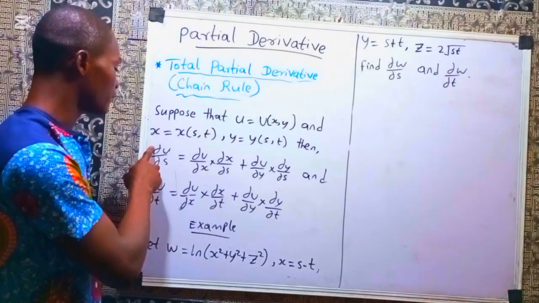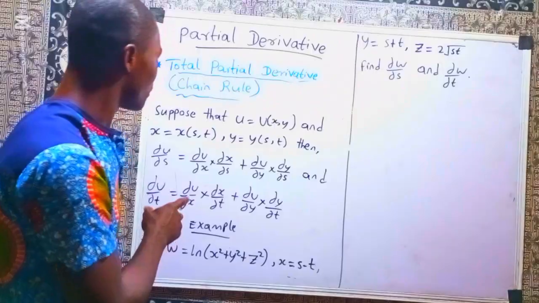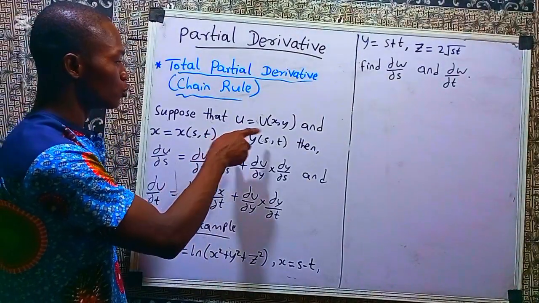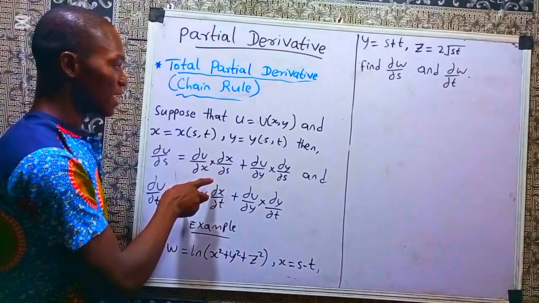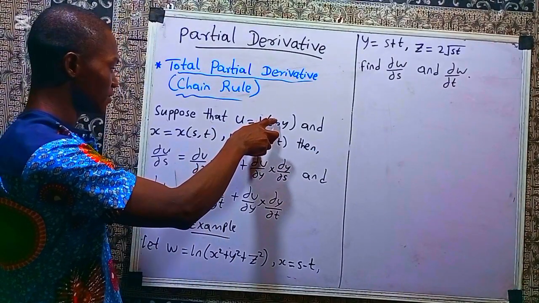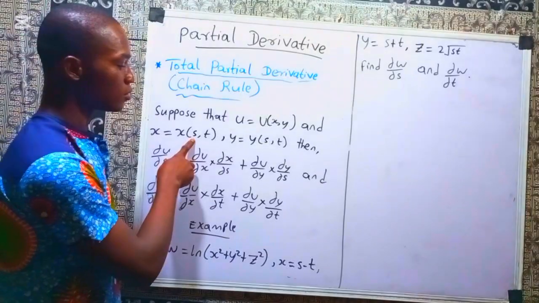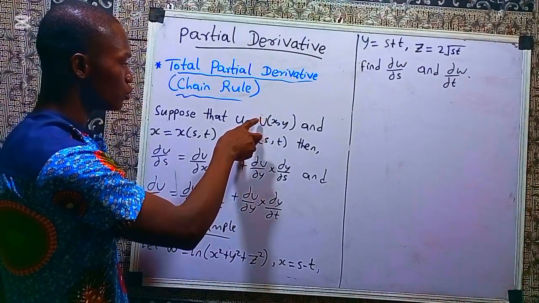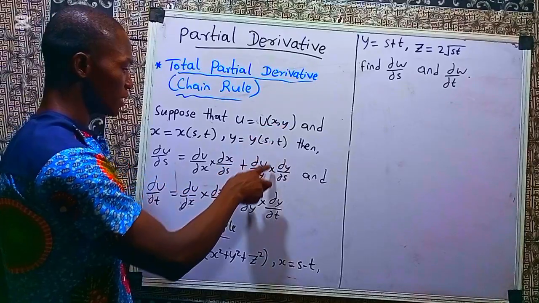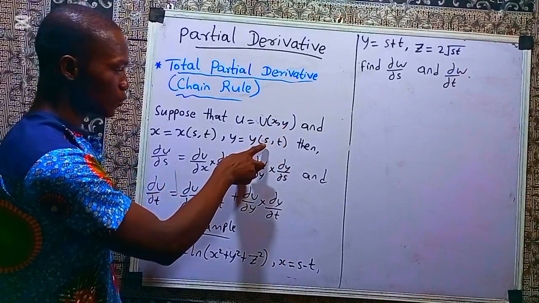Now, the partial derivative of u with respect to s will be the partial derivative of u with respect to x multiplied by the partial derivative of x with respect to s, plus the partial derivative of u with respect to y multiplied by the partial derivative of y with respect to s.